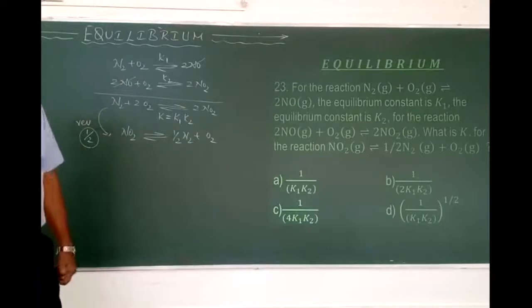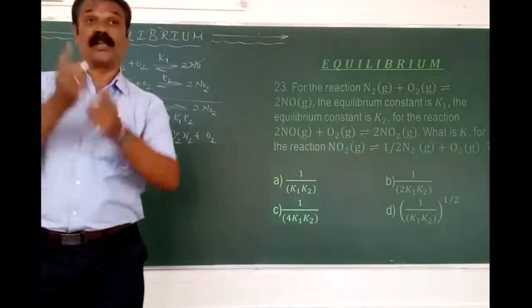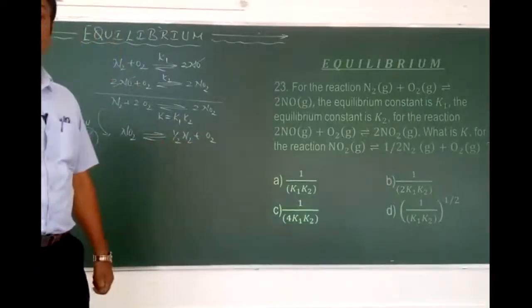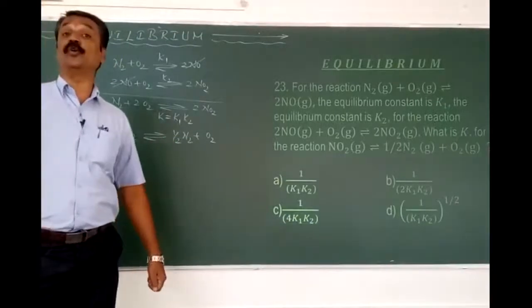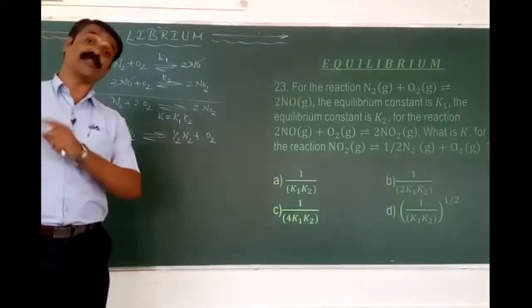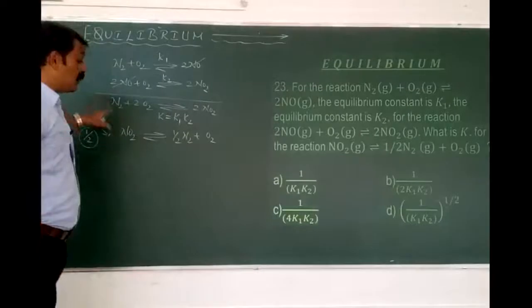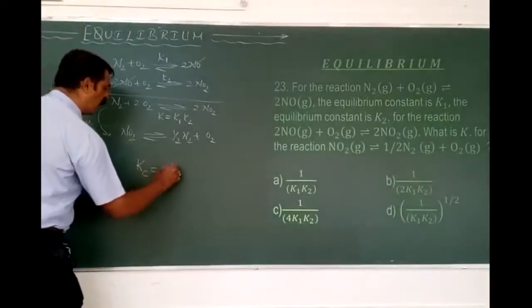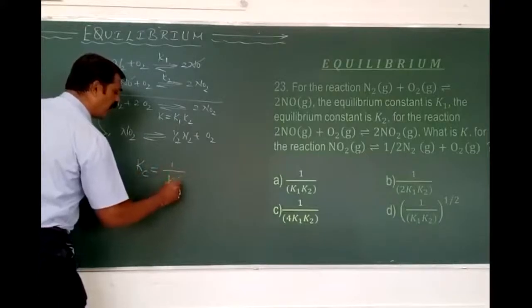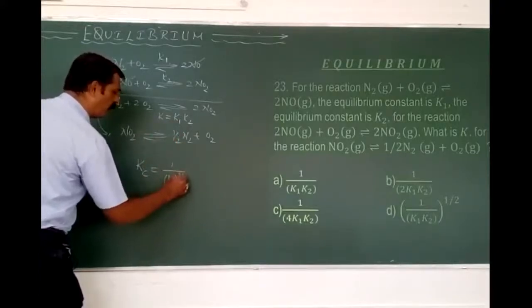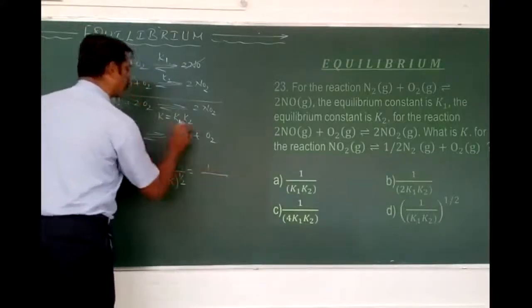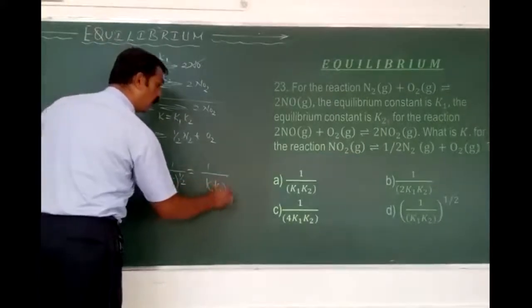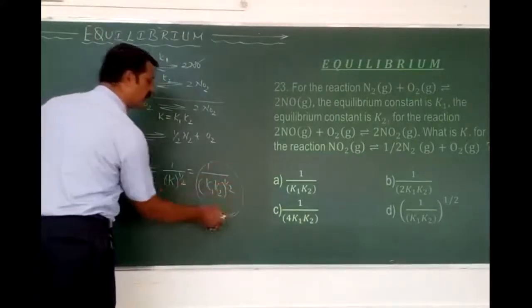If the reaction gets reversed and the number of moles gets changed, then Kc for the backward reaction is equal to 1 upon Kc for the forward reaction to the power of n. What is the n here? The number of moles has been reduced to half. Therefore, Kc is equal to 1 upon K to the power of 1 by 2. That is equal to 1 upon K1 into K2 to the power of 1 by 2.